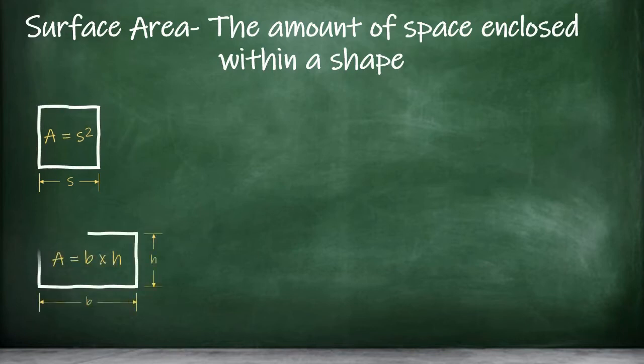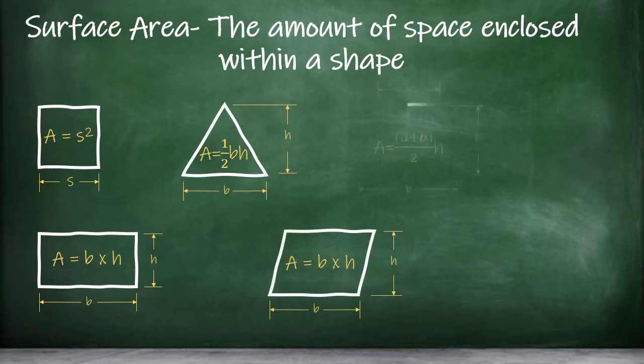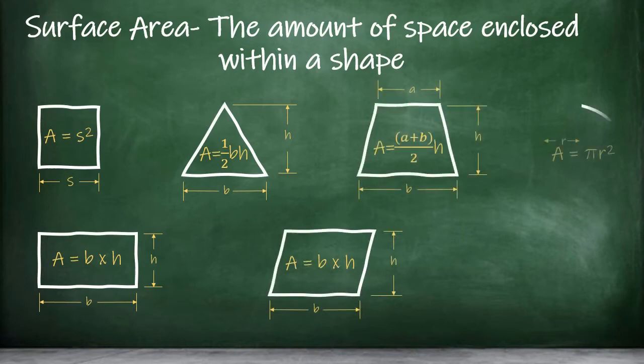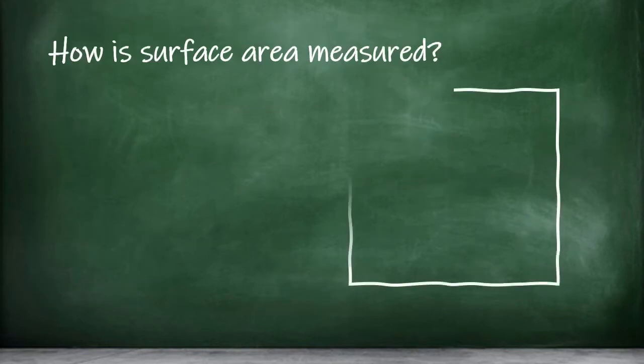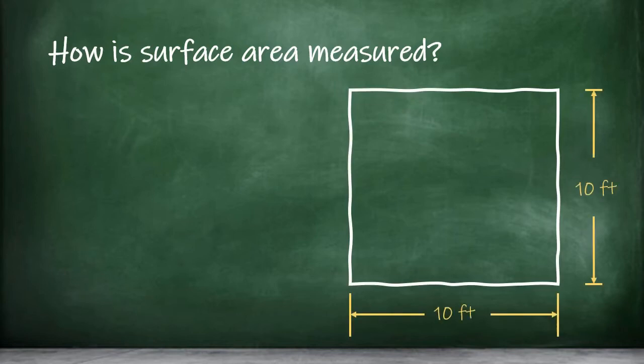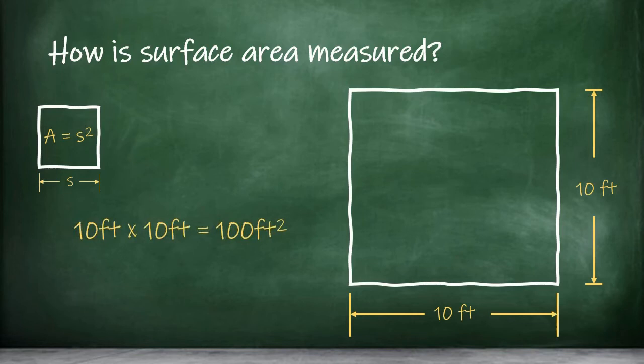Different formulas are used to calculate surface area for different shapes, but in general, if you know the dimensions or the measurements of a shape, you can calculate the surface area. We measure surface area in square units. So if the length and width of a floor were measured in feet, we would calculate the area in square feet.